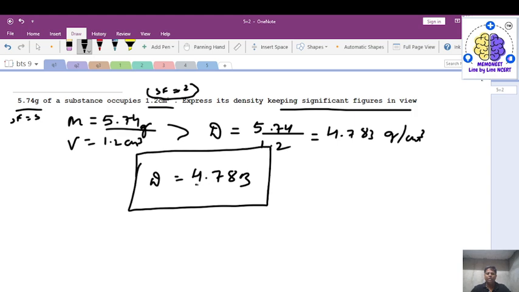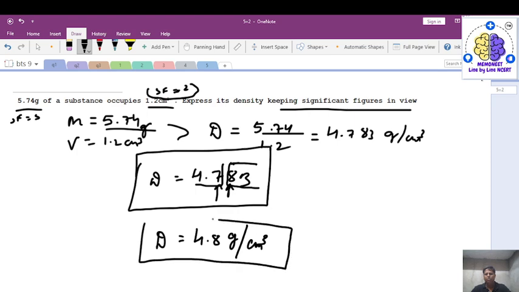To take two significant figures, this part is to be taken and this part is to be removed. Now we see that this 8 is greater than 5, so this 7 will increase by 1. So we'll have density equal to 4.8 gram per centimeter cube. Density will be 4.8 gram per centimeter cube as per the significant figures, right?